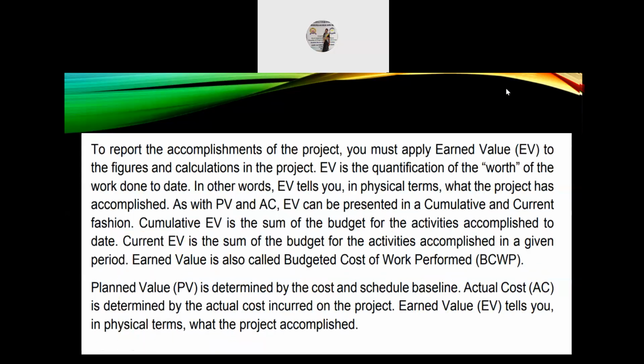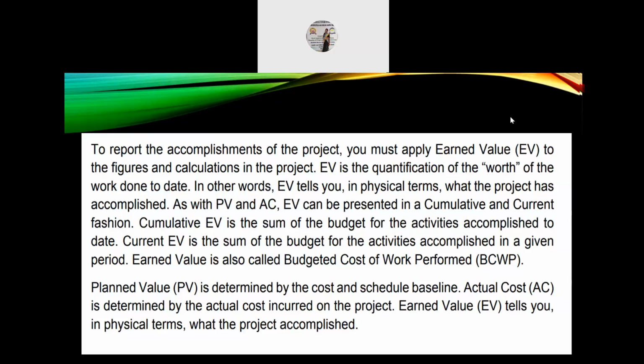To report the accomplishments of the project, we must apply earned value, that is EV, to the figures and calculations in the project that is assigned to us. So EV is the quantification, that is, you have to quantify the worth of the work done to date. In other words, EV tells you in physical terms what the project has accomplished. As with PV and AC, EV can be presented in cumulative and current fashion. Cumulative EV is the sum of the budget for the activities accomplished to date. Current EV is the sum of the budget for the activities accomplished in a given time period.